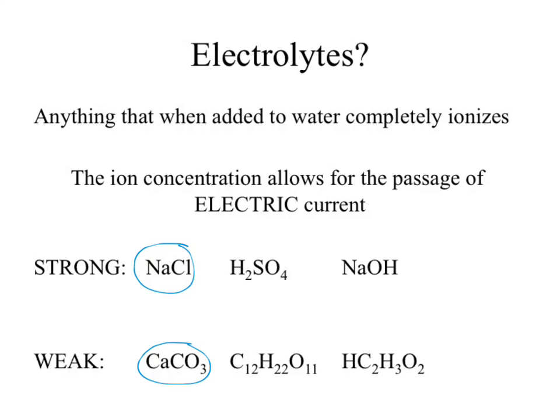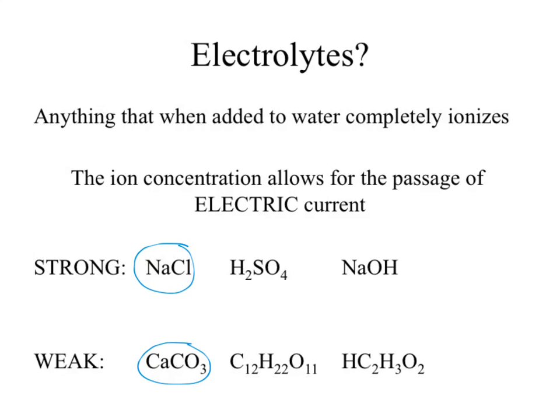Okay? For an electrolyte to work, to allow for that passage of electricity, what do we need to have present? Ions. Take a look at calcium carbonate. Okay, it ends up being a very weak electrolyte, almost to the point of non-electrolyte. Okay, why? You all got your solubility rules memorized, right? Right. Carbonate.